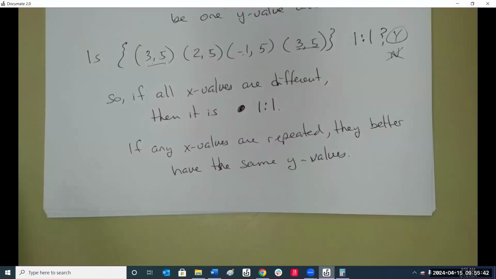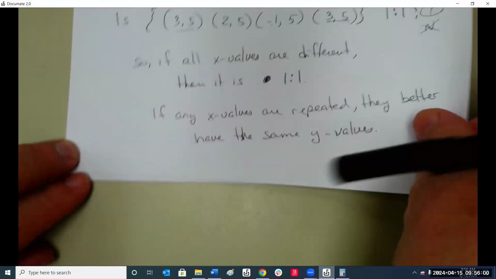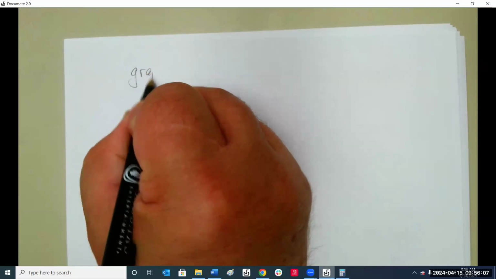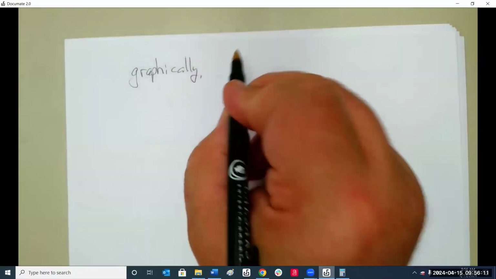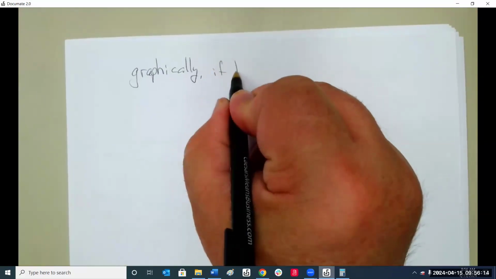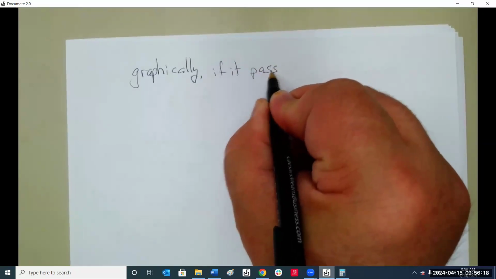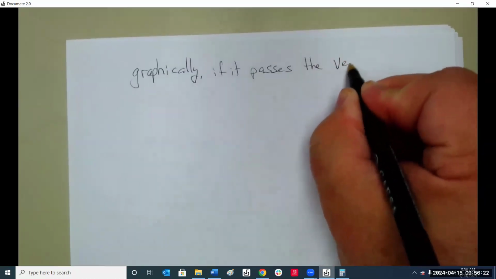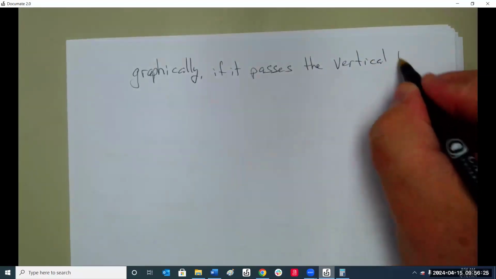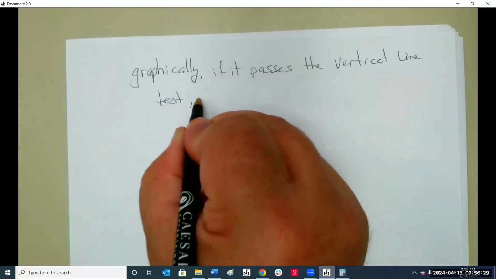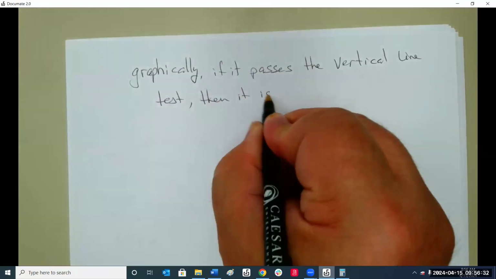How can we tell graphically if a function is 1-to-1? Graphically, if it passes the vertical line test, then it is 1-to-1.